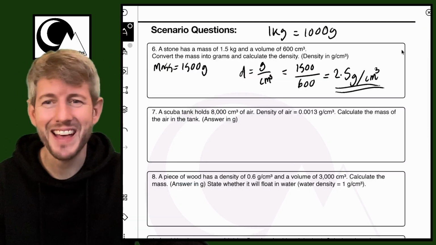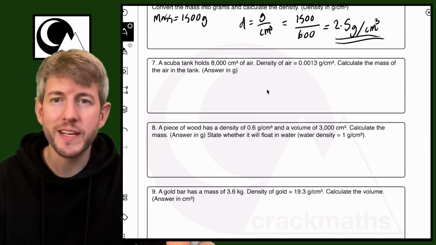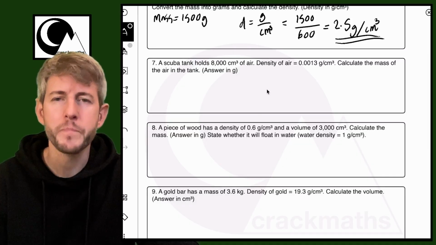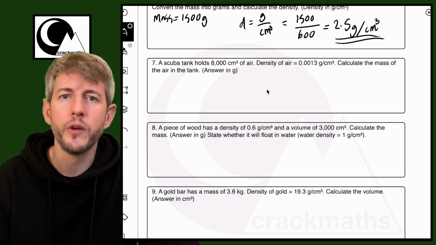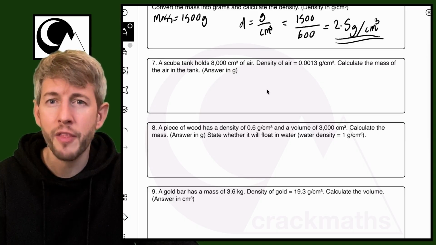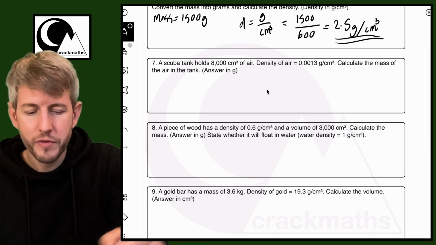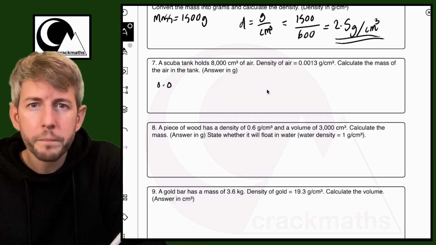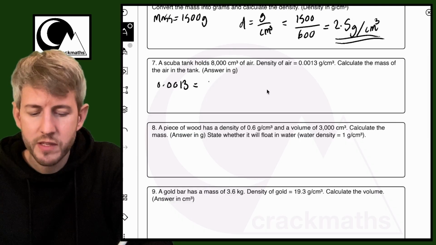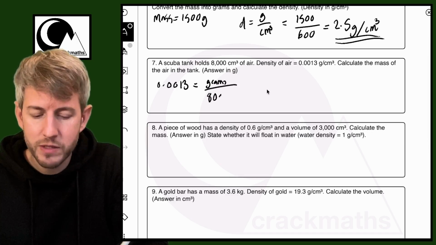Okay, right. Let's have a look at question 7. Question 7 says, a scuba tank holds 8,000 centimetres cubed of air. Density of air equals 0.0013 grams per centimetres cubed. Calculate the mass of the air in the tank. So we've got the density is 0.0013, and that's grams over centimetres cubed. So that's the grams divided by the centimetres cubed, which is 8,000.